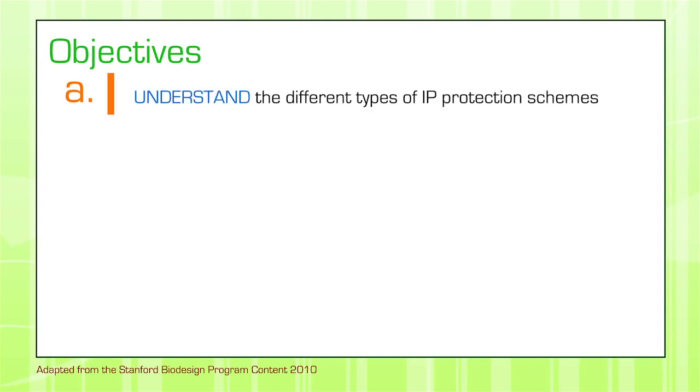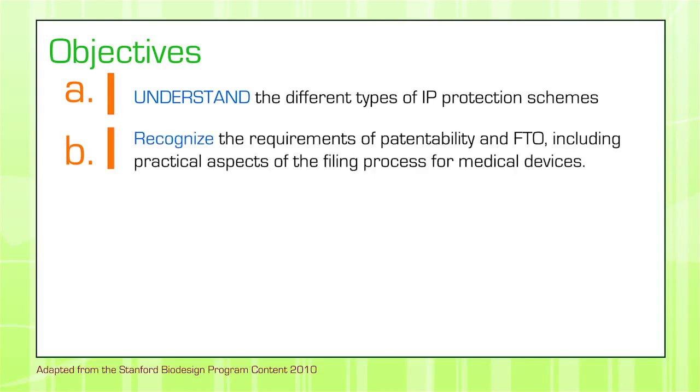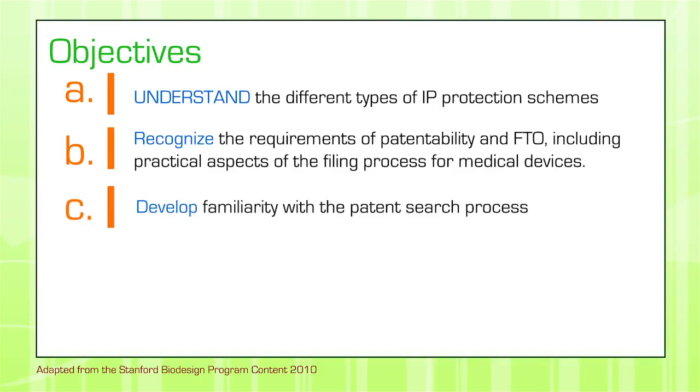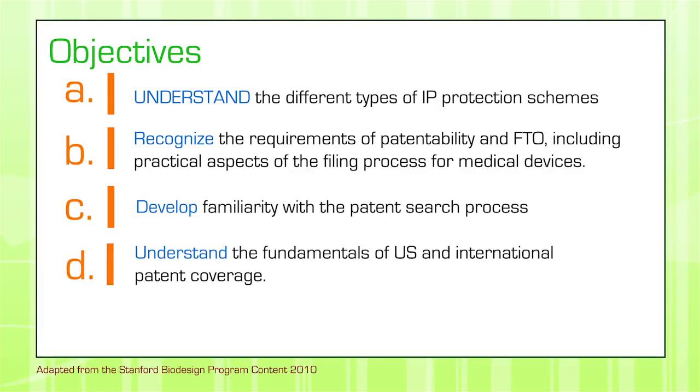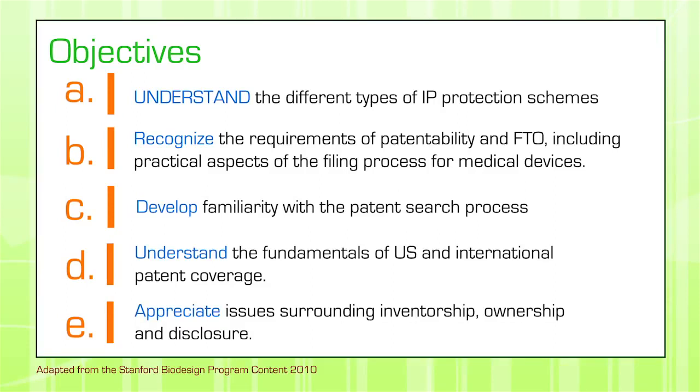So let's start. The objectives for today are to understand the different types of intellectual property protection schemes that there are. I want you to recognize the requirements of patentability and freedom to operate, including practical cases of how to file, and specifically how to do this on medical devices. I want you to develop a familiarity perspective on the patent search process, as well as to understand the fundamentals of the US and international patent coverage. I want you finally to appreciate all the issues surrounding inventorship, ownership, and disclosure so you can take a look at doing this later on in your innovation process.